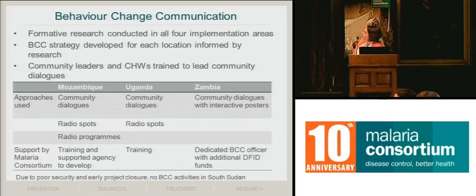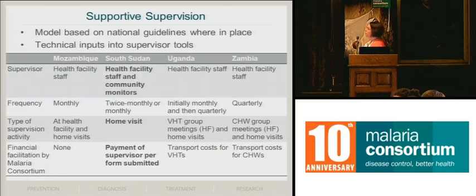And then we had some other components. In Mozambique, we also developed a radio program series just on the APAGE and how they could work in their communities, and some radio spots in Mozambique and Uganda. In terms of the support given by Malaria Consortium on this, as I said, we supported the training, and we supported an agency to develop the radio program, but again, everything was with the ministry, approved by the ministry. We were lucky in Zambia that we had additional funds from DFID to have a dedicated BCC officer. We didn't have that in the other countries. And just a note to say, it's just these 3 countries, because as I said, security in South Sudan didn't allow us to implement there.